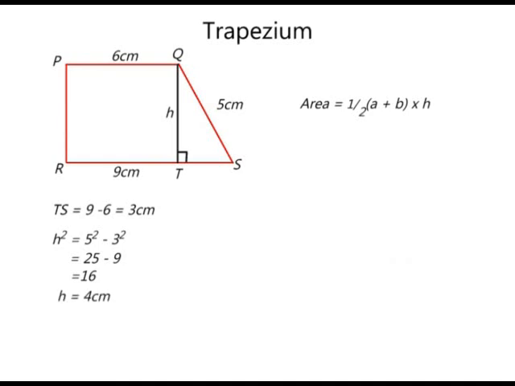And so the area is given by a half into 6 plus 9 times 4, which is 1 by 2 times 15 times 4. 15 times 2 is 30, and so the area of this trapezium is 30 square centimeters.